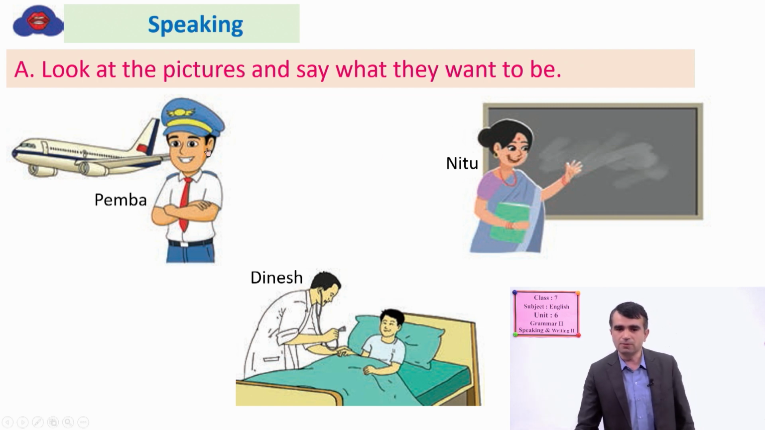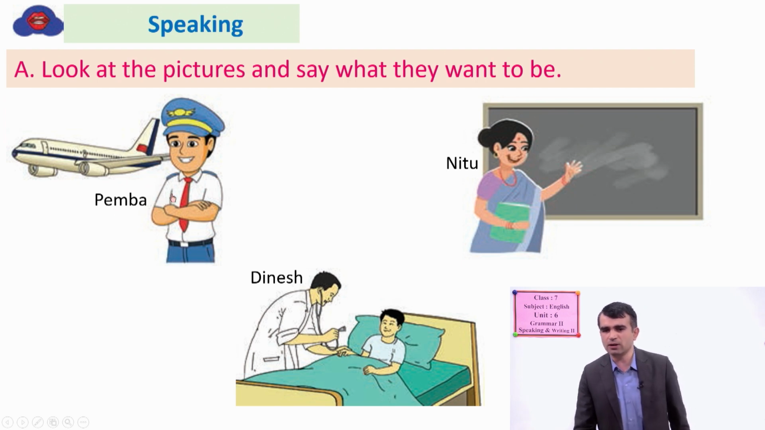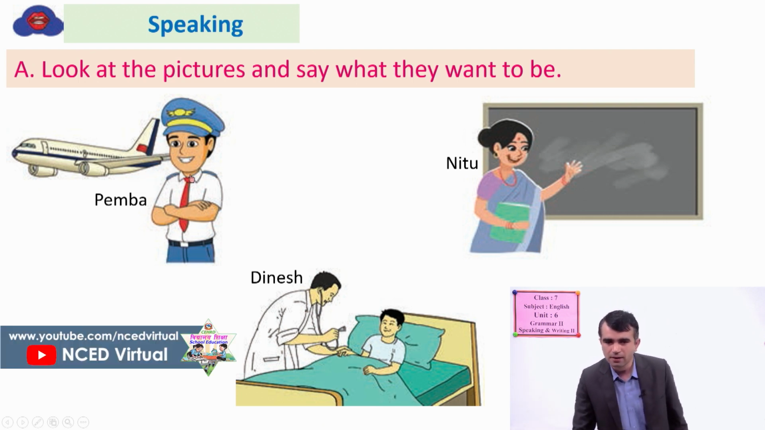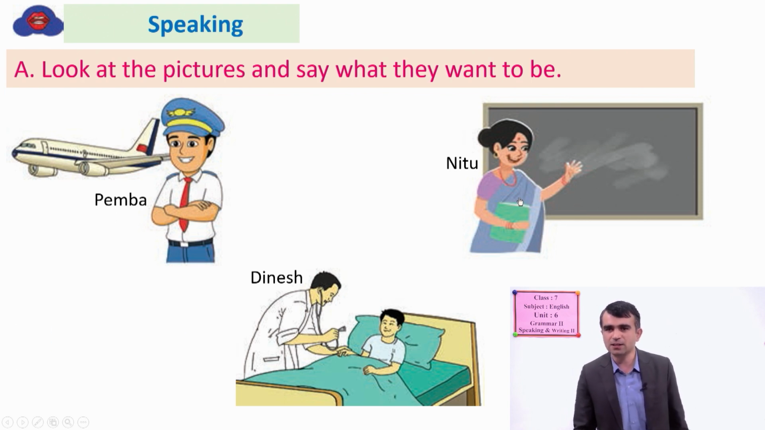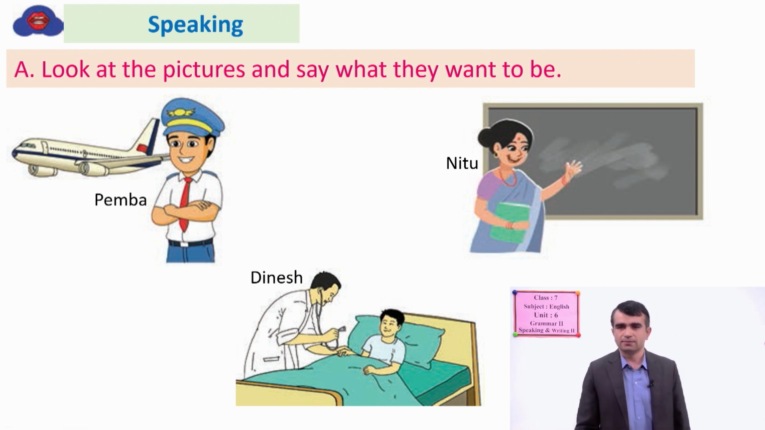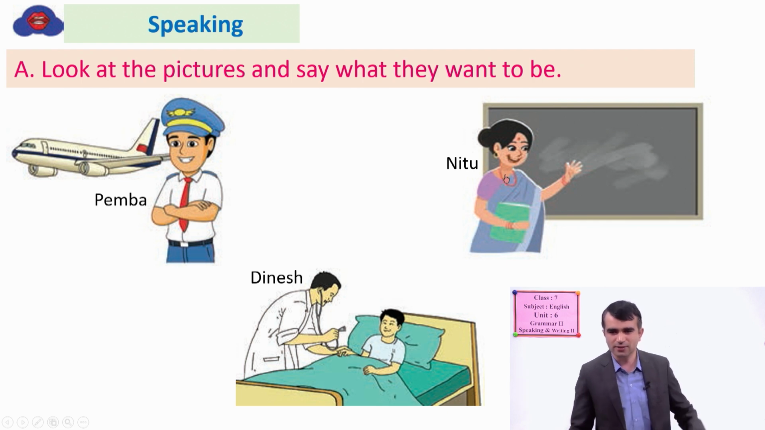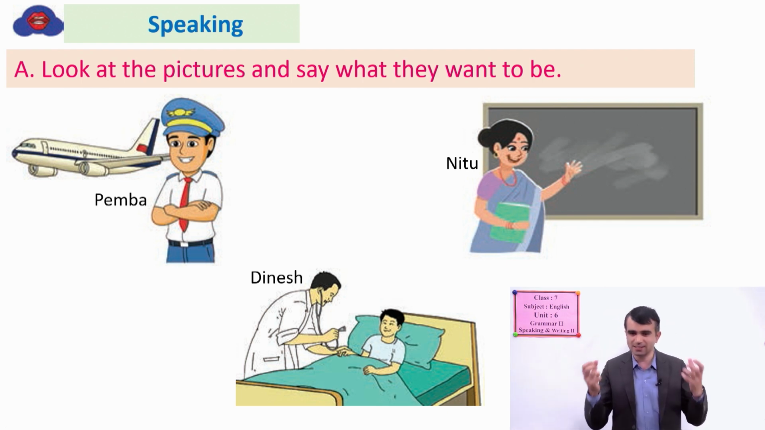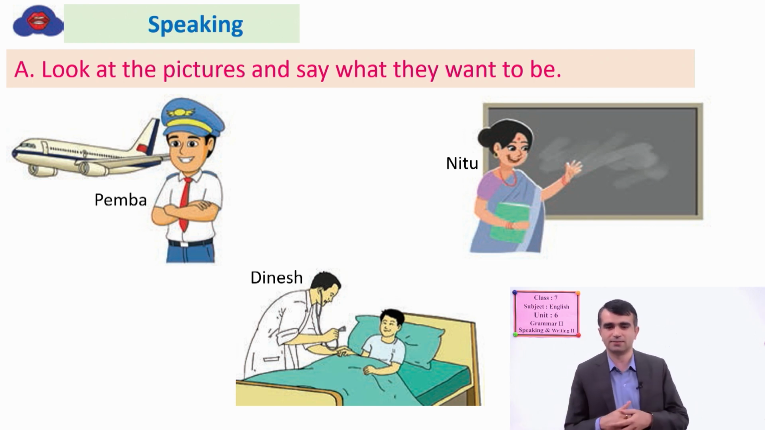Well, this is a person, his name is Pemba. Now, looking at it, what can you say about him? What does he want to be? He wants to be a pilot. Very good. He wants to be a pilot. Similarly, the second picture, she is Neetu. What does she want to be? Can you say? She wants to be a teacher. Very good.